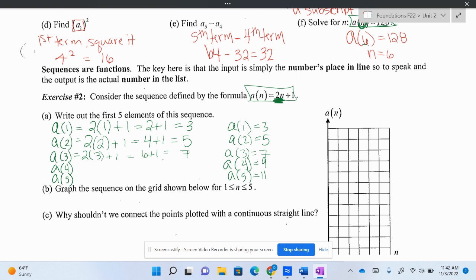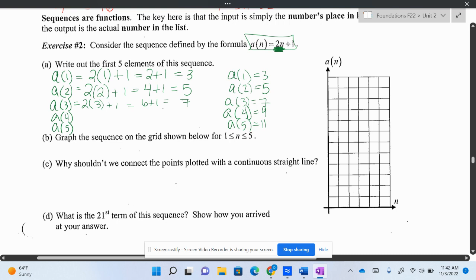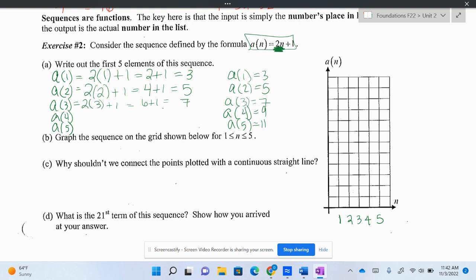Yes. So that's why we're doing sequences now, because you know a lot about equations now. So it just kind of makes sense to throw it in there. So the next thing that we have to do is graph these. So these are the numbers 1, 2, 3, 4, 5. And then this is like 1, 2, 3. And I'm not going to keep numbering it.